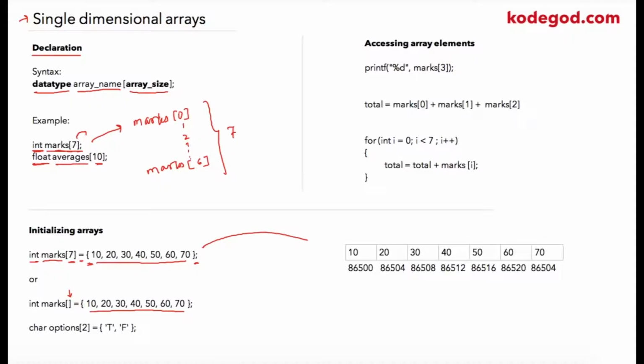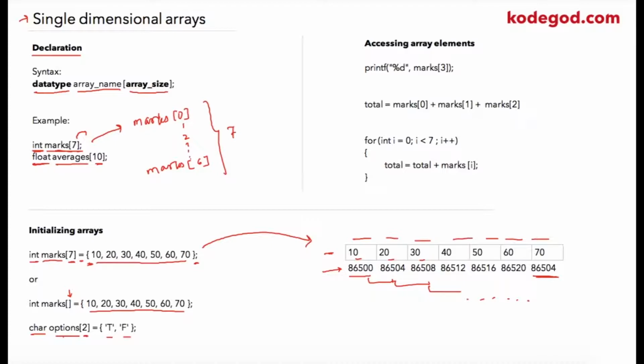When these types of declarations are done, your arrays are stored sequentially like this. So 10, 20, 30 are data values and these are address locations. If an integer requires 4 bytes of data, then this address location plus 4 plus 4 plus 4 and so on will be the total storage required for your declared array. Here is another example where I have declared a character array with size 2, naming it options, and I am initializing it with T and F, which is short for true and false. Also notice that I have specified these values inside single quotes because those are character values.